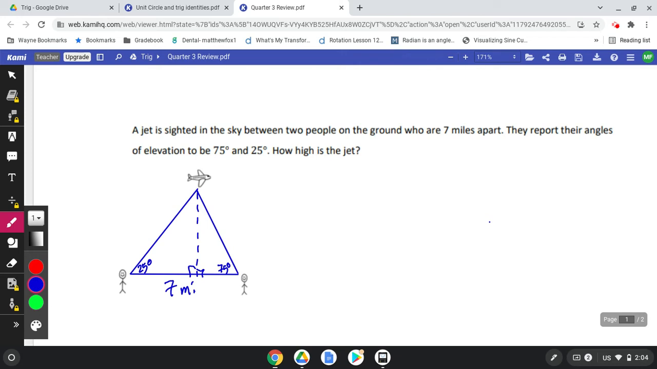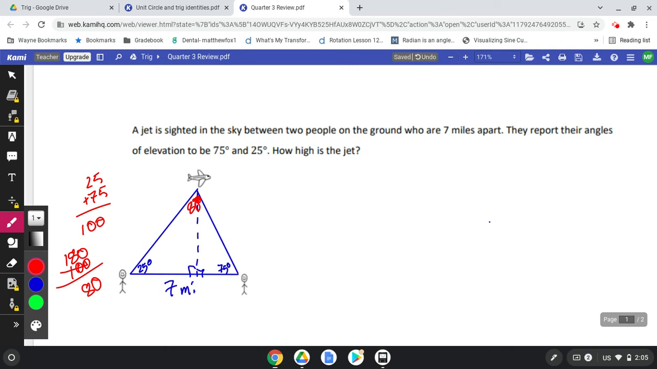Now the first thing we need to figure out is what that missing angle is right up here. If we know what that whole angle is, then we can figure out our height. We know all the angles in a triangle add up to 180. We have 25 and 75, so let's add that together. We get 100. Take that from 180, that was supposed to be a minus, 180 minus 100 equals 80. So 80 degrees is what goes right up here.